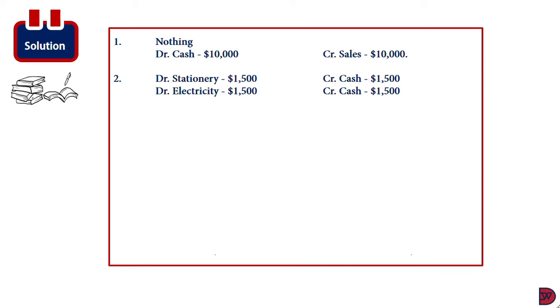So now the cash entry was correct. So what we do is that we debit the electricity account for $1,500 to effect the correction and credit the stationery for $1,500 to cancel out the error.